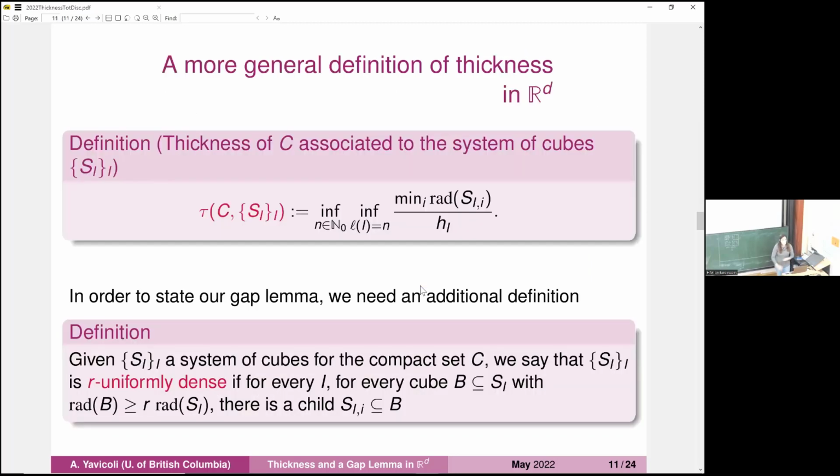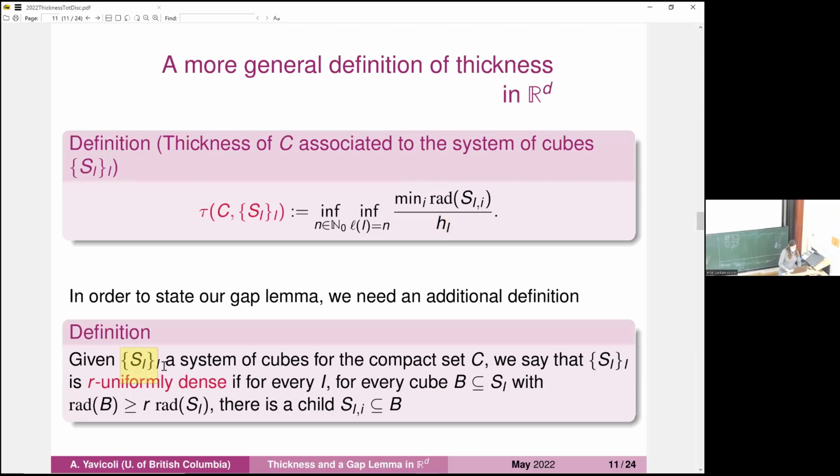So with this, we are able to give a definition of thickness in R^d. Well, now it's easy. We have to consider the infimum over the sizes of the children, divided by the size of the gap, or the room we have there. I told you that I was going to present the Gap Lemma, but in the higher dimensional case, I'm going to need another assumption. So I'm going to give this definition too.